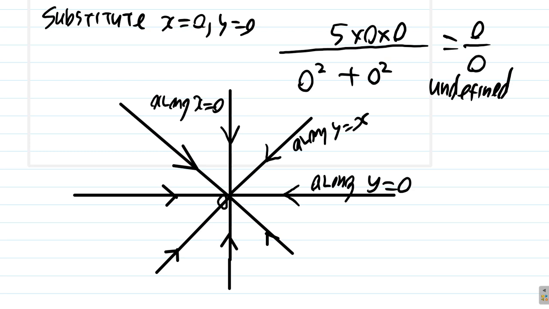Now, if you find that you move along one path towards 0, 0 and get an answer, then you move along a different path towards 0, 0 and get a different answer, then the limit does not exist in that case. Here, this would be along y equals negative x and so on. Let's try and see what happens.